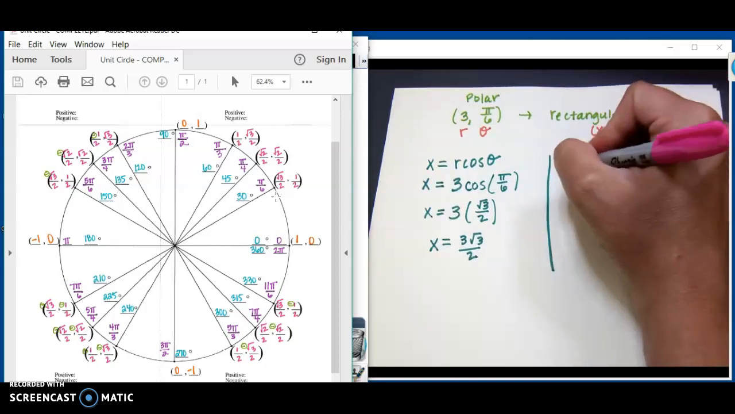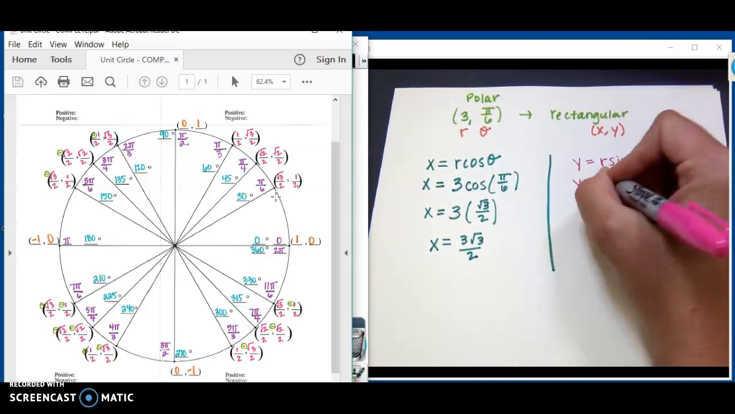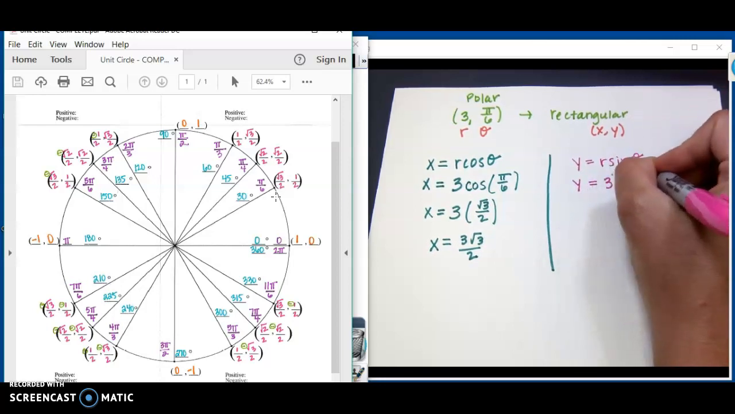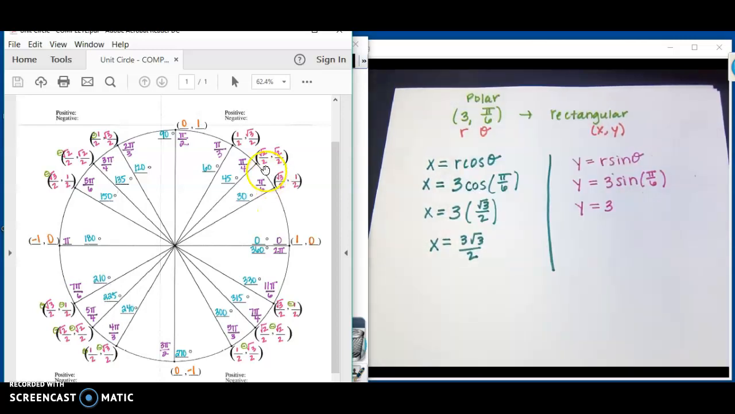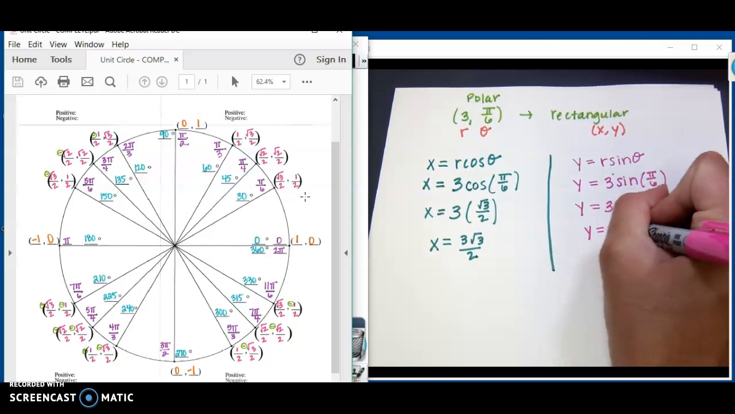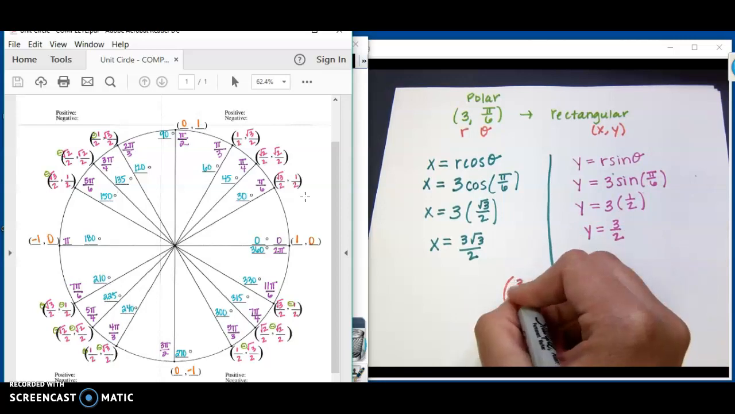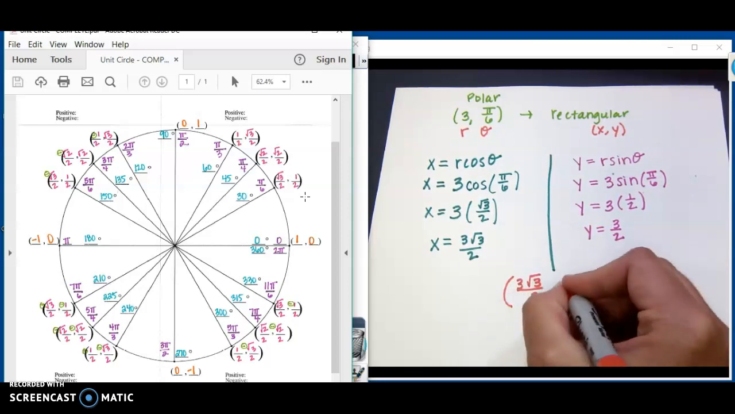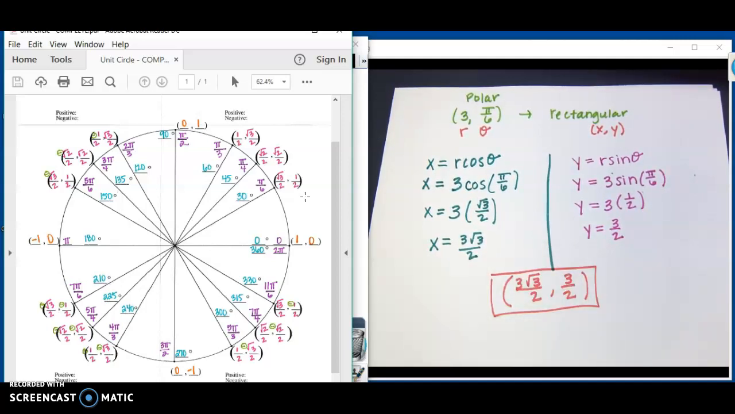Then we're going to do the same thing. y is the formula r sine theta. y is going to be 3 sine of pi over 6. If you take a look at your unit circle, sine of pi over 6, sine is the y value, so sine is 1/2. So the y value is going to be 3 over 2. My rectangular coordinate looks a little strange, but it's 3 square root of 3 over 2, comma, 3 over 2. So this is in rectangular form, and we changed from polar to rectangular with x and y.